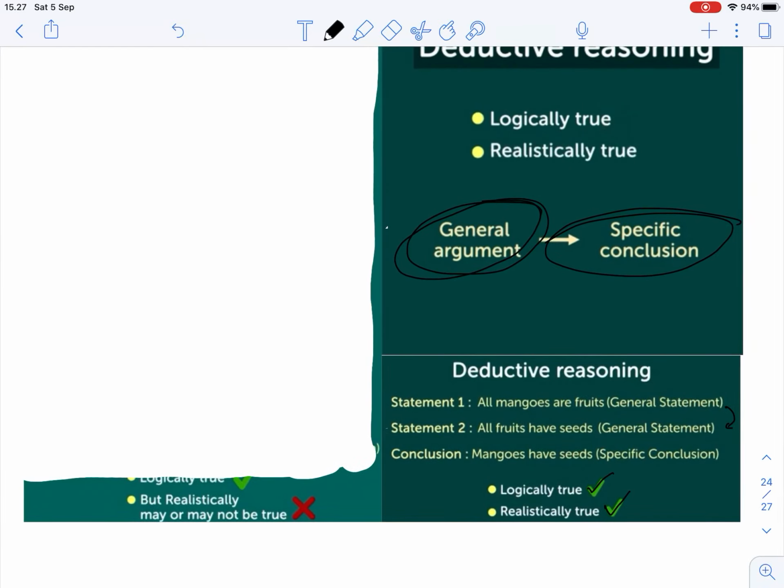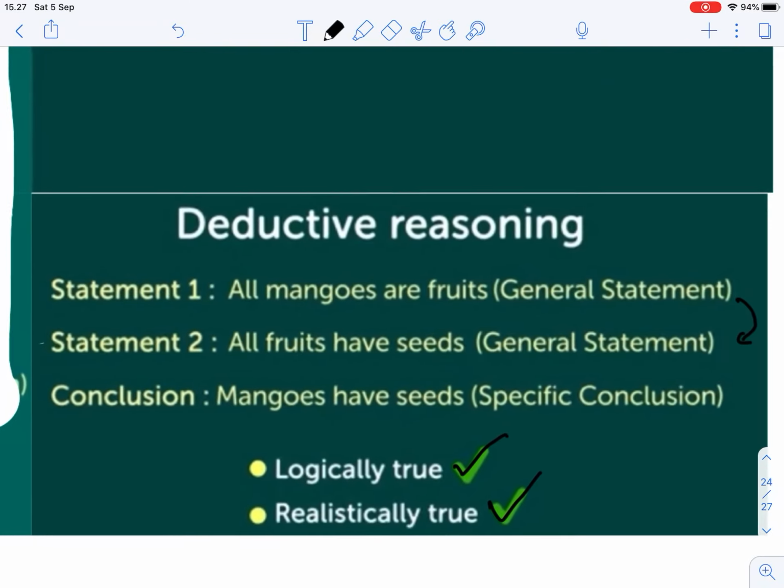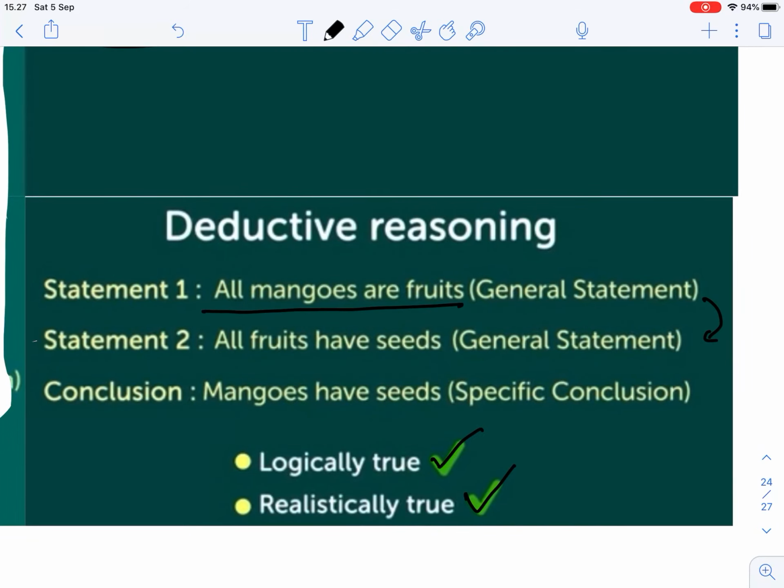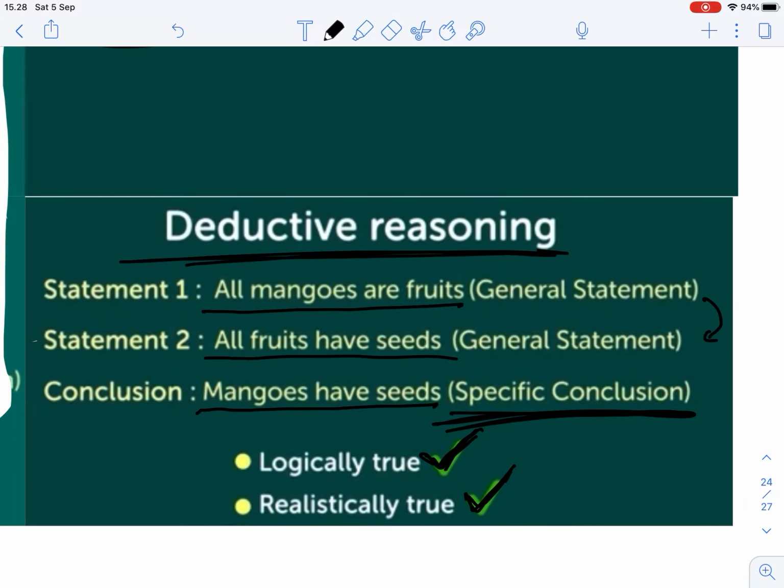So deductive reasoning, we could start with something like this. All mangoes are fruits. It's a general statement. I can also make another general statement. All fruits have seeds. And statement 2 connects statement 1 and my conclusion. Therefore, mangoes have seeds. This is a specific conclusion. This way of reasoning is logically true and realistically true. This is the way that we've been using to prove things previously.